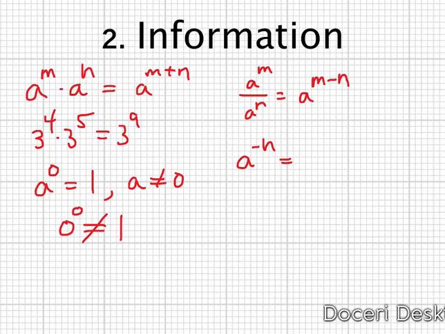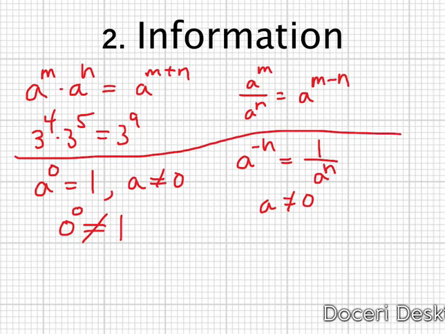Next part, a to the negative n. If you did the little problems, I think that would have been questions 7 and 8. You would have found that the property is a to the negative n equals 1 over a to the n. And again, a to the n cannot equal 0, because if it does, then I have an unknown value, undefined. And really, it doesn't matter what n is, as long as a is not equal to 0.